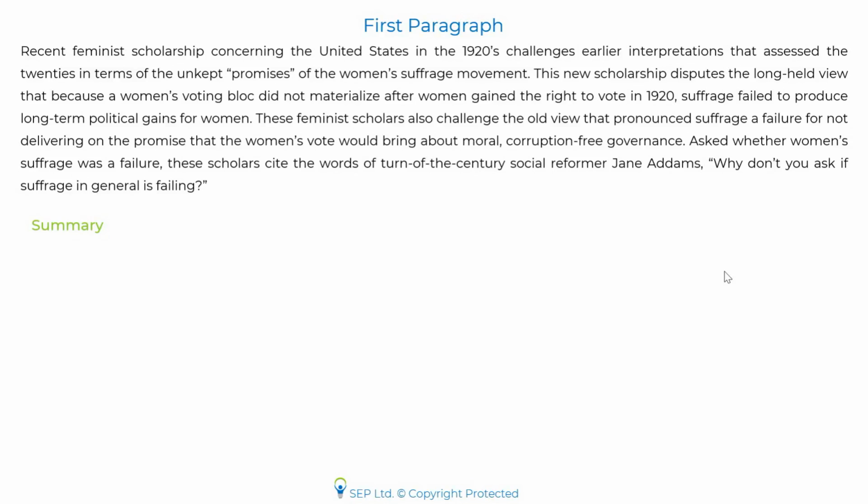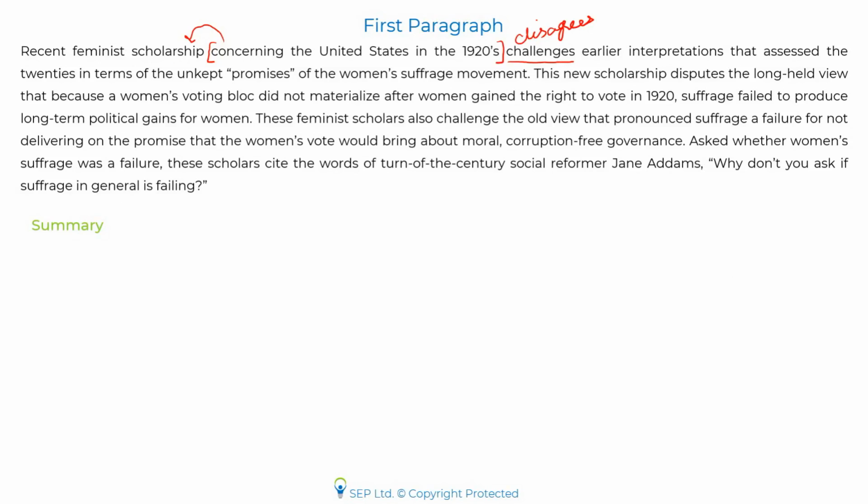So recent feminist scholarship concerning the US in the 1920s. Okay, so this part is telling me what this scholarship is about. This scholarship is about the time in the 1920s. All right, my bad, I shouldn't have marked here. Okay, so this is a modifier for scholarship. So this recent feminist scholarship challenges. Now I'll focus on this because clearly it is telling me there is an opinion to be understood here. Challenges means disagrees. All right.